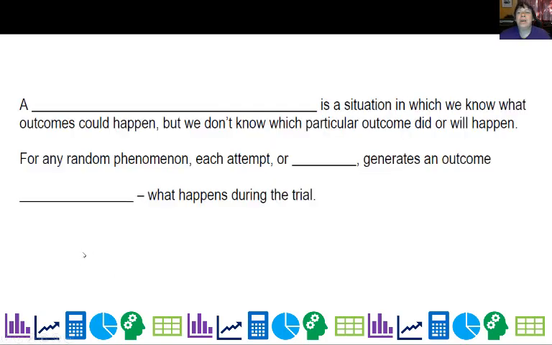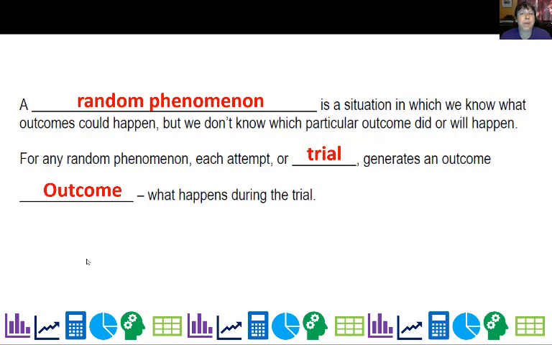And so a random phenomenon is a situation in which we know what outcomes could happen, but we don't know which particular outcome did or will happen. Okay, so for any random phenomenon, each attempt or trial generates an outcome. So the outcome is what happens during the trial.